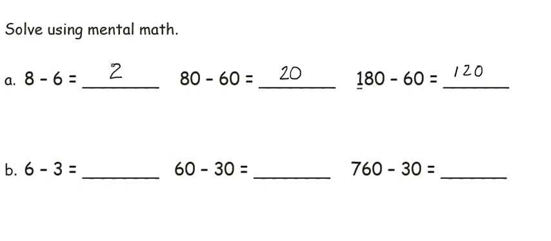In the next row, 6 ones minus 3 ones leaves 3 ones. 6 tens, or 60, minus 3 tens leaves 3 tens, or 30. And again, I still have the 60 and 30 in my final problem, but I have that extra 700. So 60 minus 30 is 30, plus the 700 gives me a final answer of 730.